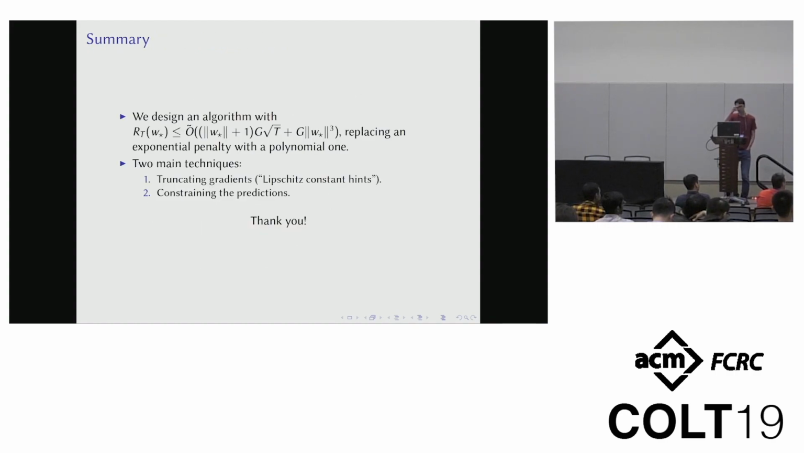Okay, so let me just sum up. We designed an algorithm whose regret bound is (w star plus 1) times g times square root of t plus this w star cubed. So the idea is that we replace the e to the root t with the polynomial w star cubed. That seems nicer because exponentials seem really scary and polynomials for some reason are really great. But in practice, this may be more reflective of real problems, because you expect that square root of t is not really what's happening, even though t is really large, but w star may not be that big.